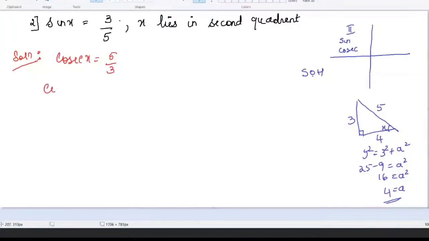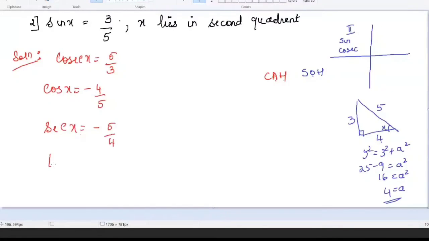Next we will go to cos x. Cos is negative. So first write the sign, otherwise you may forget to write the sign. First write the sign, then check the ratio. Cos is adjacent by hypotenuse. So it is 4 by 5 but with a minus sign. So minus 4 by 5. If I know cos, write its reciprocal: secant x is equal to minus 5 by 4. So sine and cos are over.